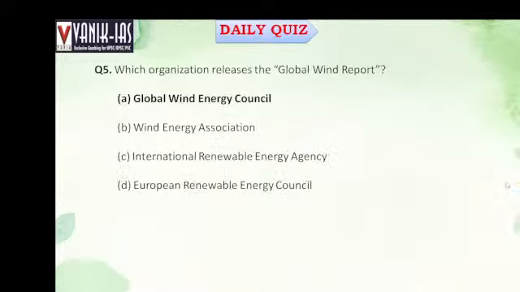Which organization publishes the Global Wind Report? That is the Global Wind Energy Council. This is the Global Wind Report. The right answer is A. So for today, the discussion ends here.